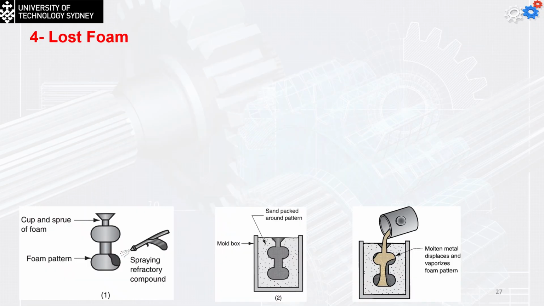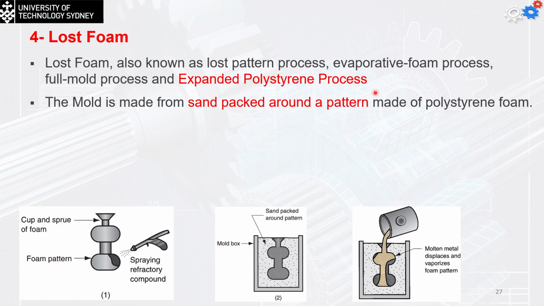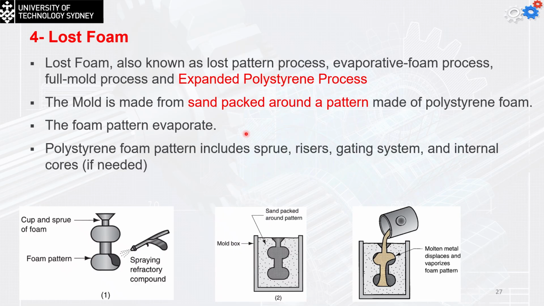Now the other type is the loose foam. In this technology, the pattern is going to be made of foam. Loose foam, also known as lost pattern process, evaporative foam process, full mold process, and expandable polystyrene process. Multiple names for the same technology. The mold is made from sand packed around the pattern made of polystyrene foam. The foam pattern is going to be evaporated when we add the molten metal.